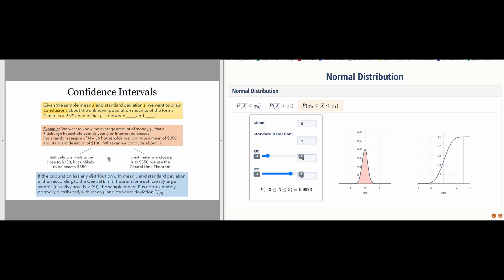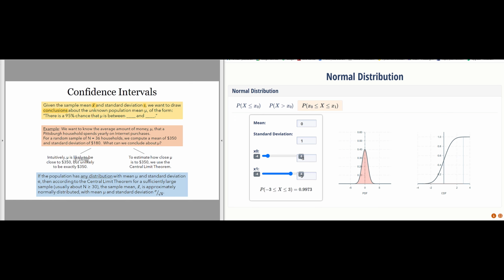As a very specific example, let's suppose we want to know the average amount of money that a Pittsburgh household spends yearly on internet purchases. Let's suppose that our sample size is 36, so n is 36. And for n being 36, we compute a mean of $350 per year with a standard deviation of $180 per year.